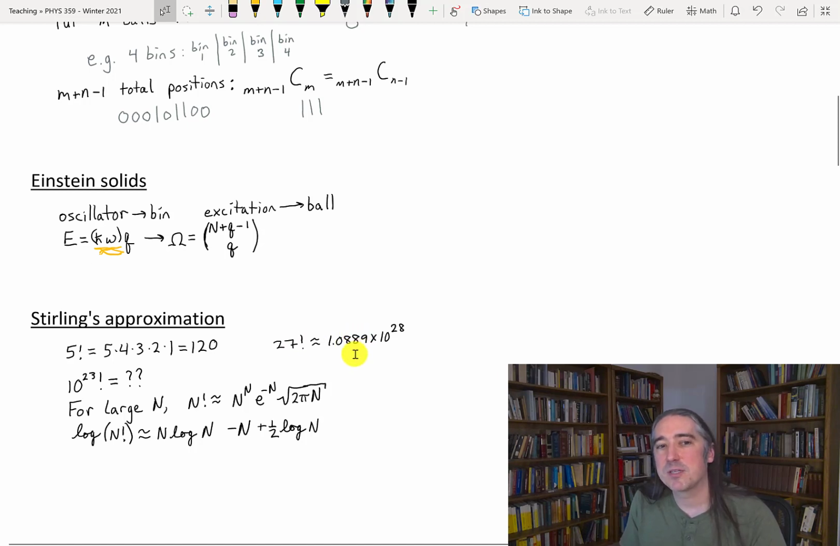So if we have a good approximation, we'll be able to use that instead of this sort of hopeless amount of multiplication. And the answer is something called Stirling's approximation. So Stirling's approximation says for large n, n factorial is approximately n raised to the n times e to the minus n times the square root of 2 pi times n.